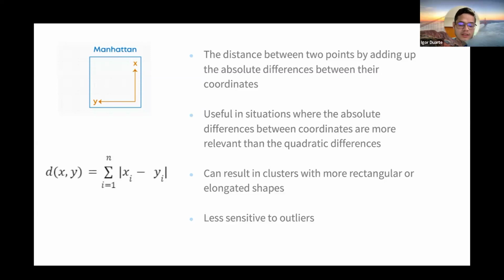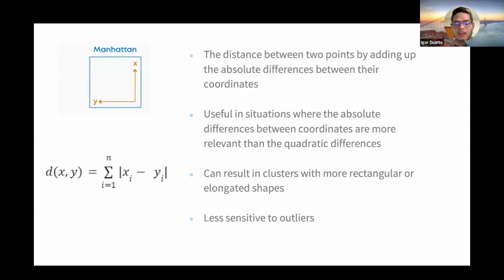So Euclidean distance tends to form more spherical clusters due to its natural shape, while Manhattan distance can result in clusters with more rectangular or elongated shapes. I will show you more about this for you. So the appropriate metric choice depends on the nature of the data and the analysis objective. So it depends on your questions about your data.